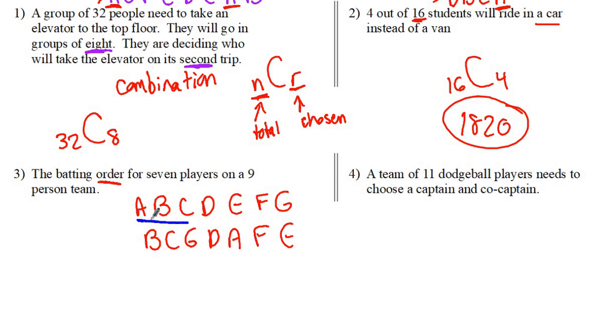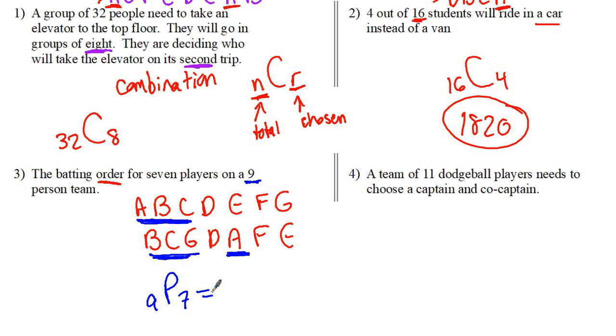So in this scenario, A, B, C get up to bat. In this scenario, A doesn't get to bat if the first 3 guys get out. B and C do, but A is locked in 5th place. So this is a permutation. The order does matter. We have 9 people, and we are picking 7 of them.